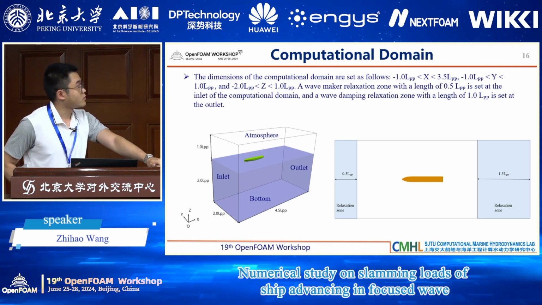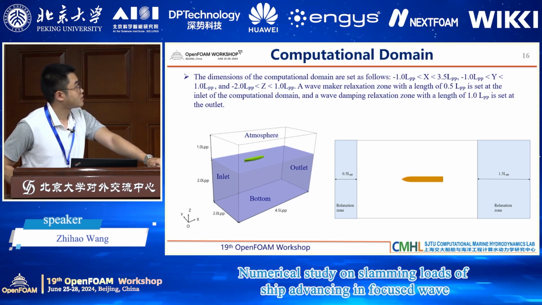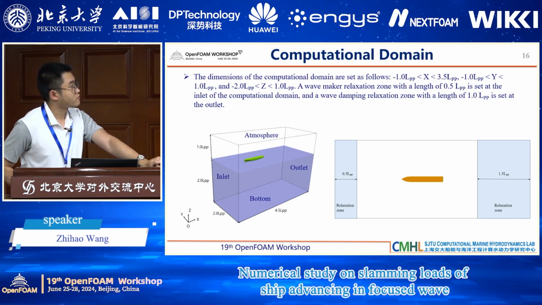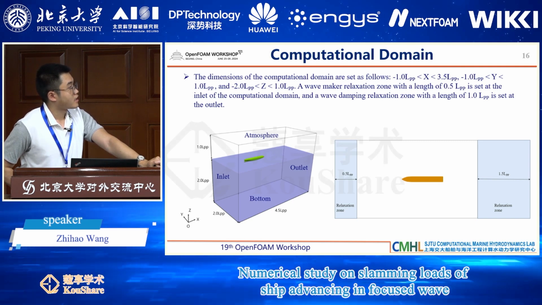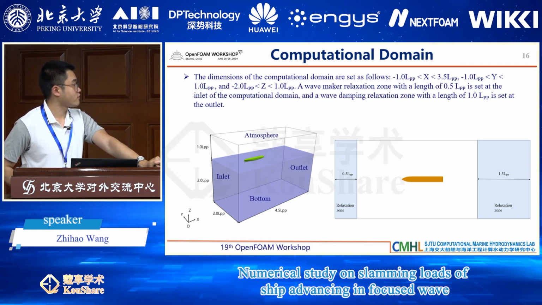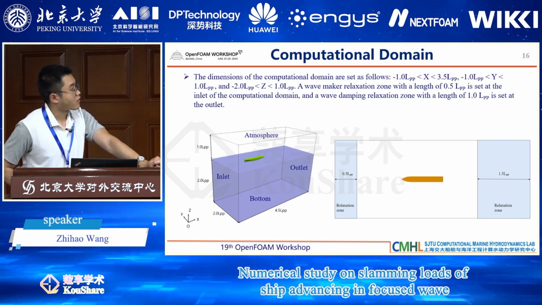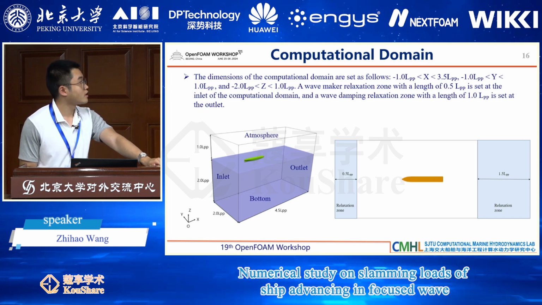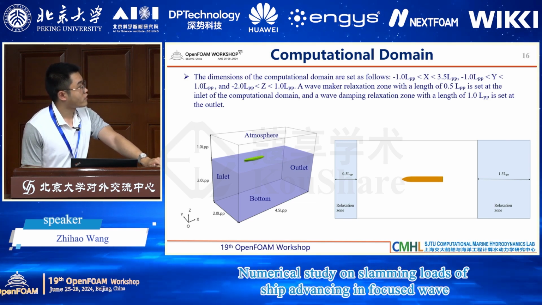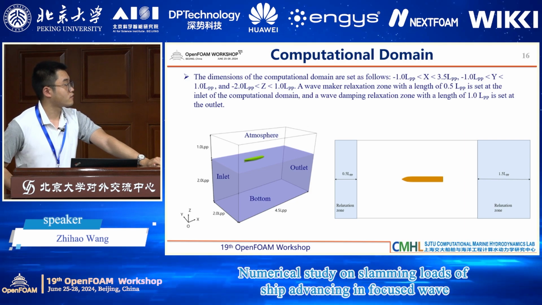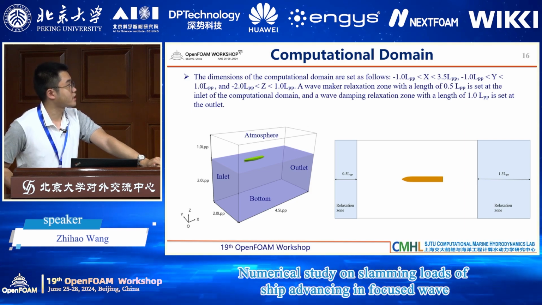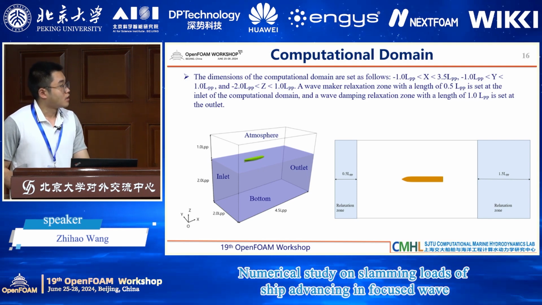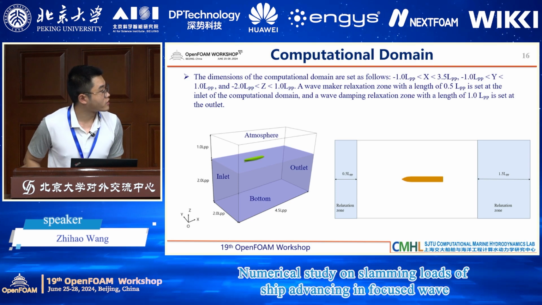This picture shows the computational domain of this case. The dimensions of the computational domain are set as follows. In the x direction, it's about 4.5 L, and in the y direction, it's about 2 L. In the z direction, it's 3 L. A wavemaker relaxation zone with a length of 0.5 L is set as the inlet of the computational domain, and the wave damping relaxation zone is 1.5 L.